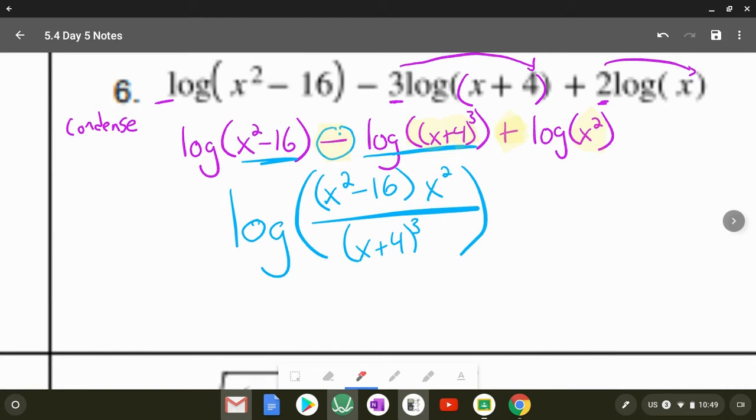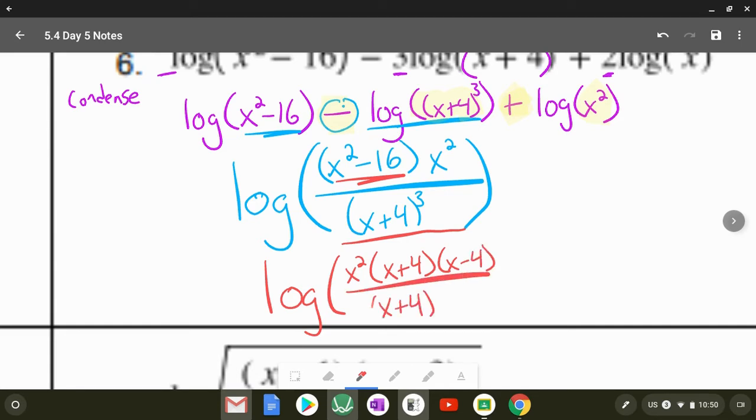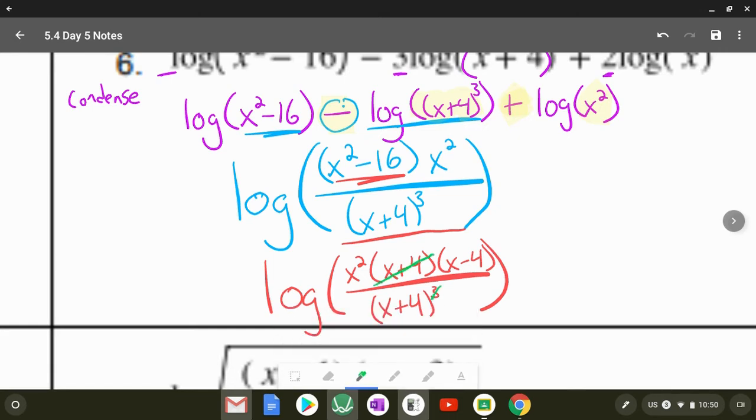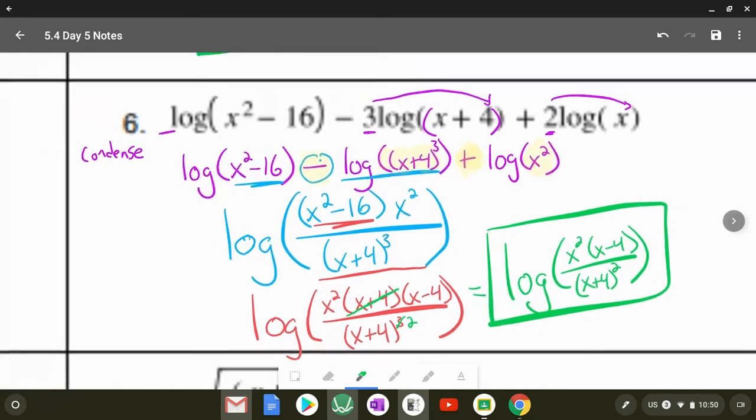The final step here would be to simplify the inside. In this case, we can simplify it one more step, and that would be by factoring that binomial in the numerator. The difference of squares. And if you notice, the reason that was really helpful is one of our binomials will cancel, so that our final answer is log of x squared times x minus 4 all over x plus 4 quantity squared. And that is condensed into a single log.